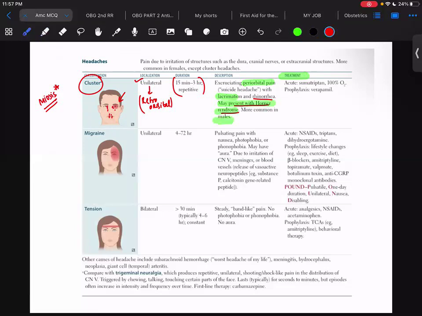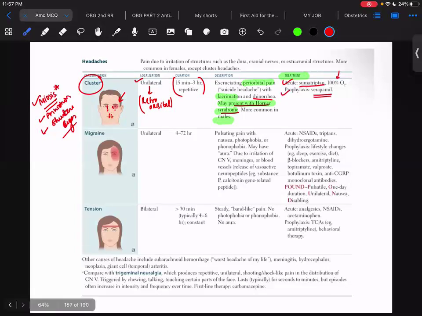Like I said, with the miosis, the patient can have even anhidrosis and the shrunken eyes. That means the patient who is having cluster headache can come up with Horner syndrome also. Treatment: acute, go for 100% oxygen or sumatriptan. For the prophylaxis, we can think about verapamil. Very important for your exam.